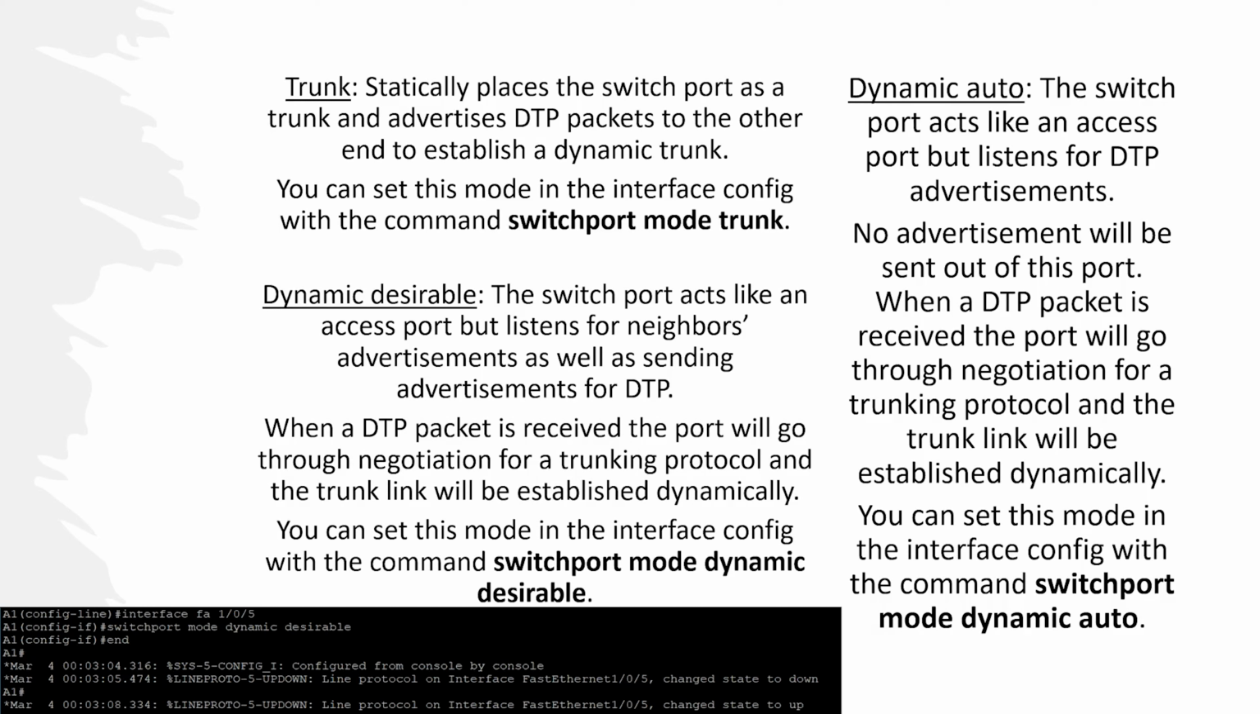Dynamic desirable. The switch port acts like an access port, but listens for neighbors' advertisements as well as sending advertisements for DTP. When a DTP packet is received, the port will go through the negotiation for a trunking protocol, and the trunk link will be established dynamically. You can set this mode in the interface config with the command switchport mode dynamic desirable.